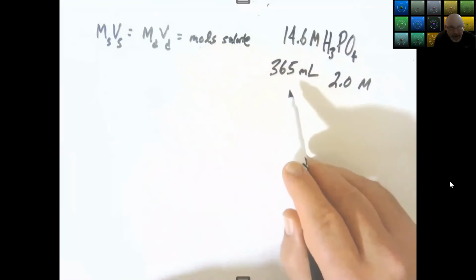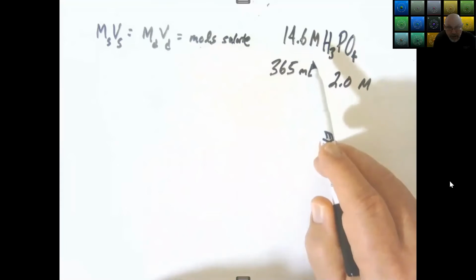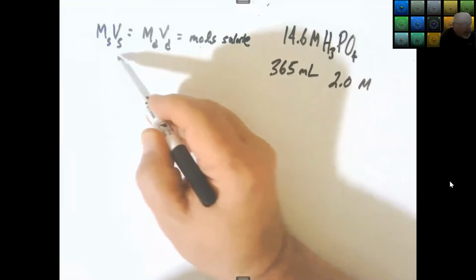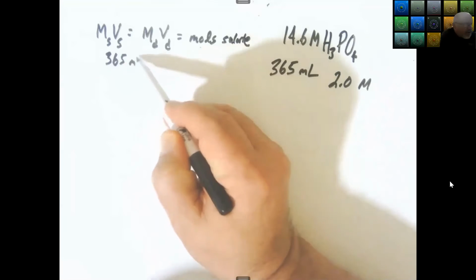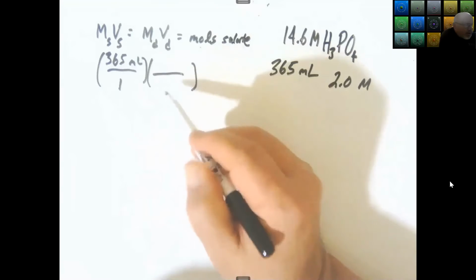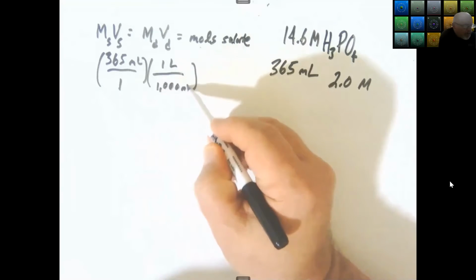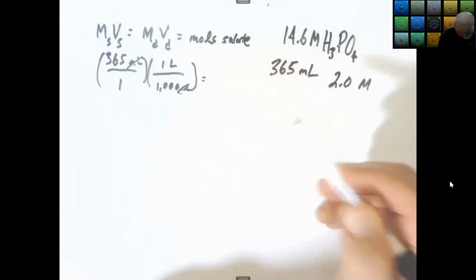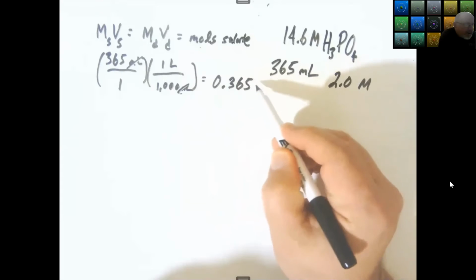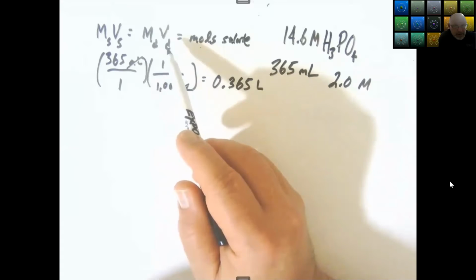Now, it is a fact, however, that it is easier to measure in milliliters than in liters, but the unit of molarity, that concentration, is moles per liter. So if you're given some number in milliliters, you must first convert it into liters. Let me model that for you. In this case, 365 milliliters. This is the desired amount for our dilute solution. And so we'll use the fact that for every liter of solution, we have 1,000 milliliters. The milliliters, of course, will cancel out. And so this will become 0.365 liters. That's the volume of the dilute solution in liters.